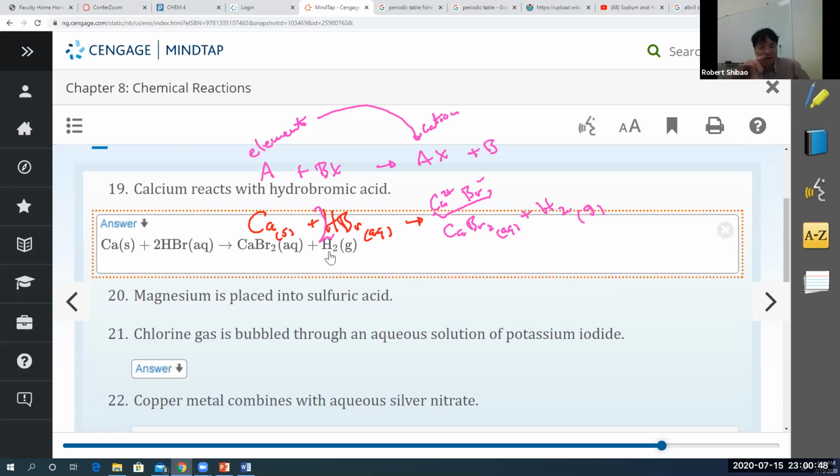All right, so I'm going to have you guys try the next one, number 20. Magnesium is placed into sulfuric acid. Why don't you guys try this one? I'm going to break you guys up into rooms. Let's see, we got 17 people here. We'll do 3 to 4 participants per room. It can be the same group as last time. I'm going to create the rooms.